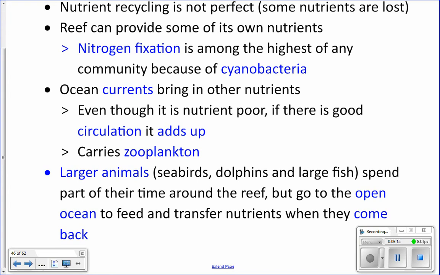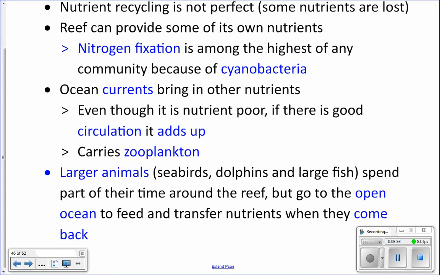All right? And then you also get big animals that come and spend some time on the reef. Like turtles come to get cleaned. Lots of animals come to the reef to get cleaned of their parasites. And when they come, they poop too. And that's also fertilizer for the reef. All right?